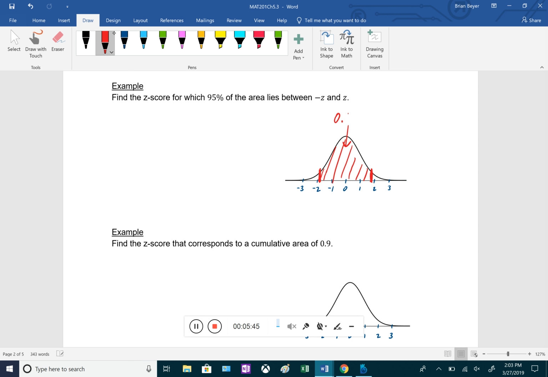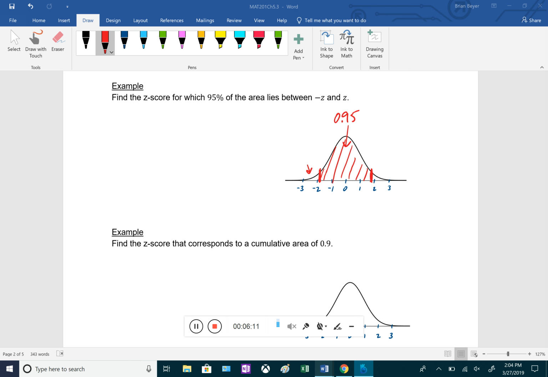So this is 0.95. We need to somehow relate this so it's an area to the left, because the table tells us only areas to the left. So we have to find, one way to do it is find this value right here, the area value right here.